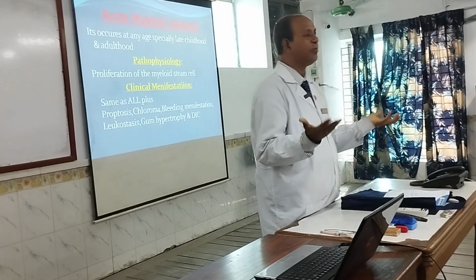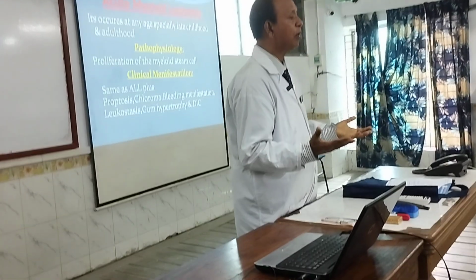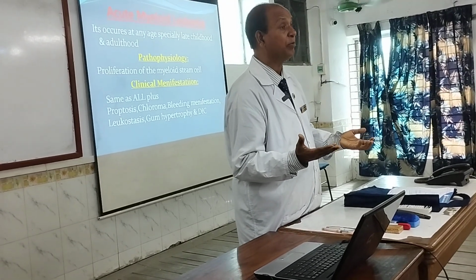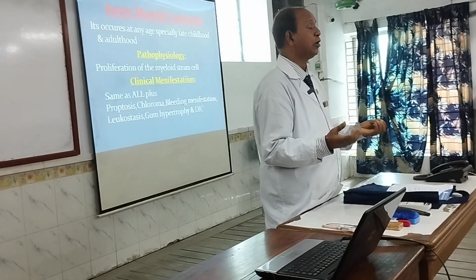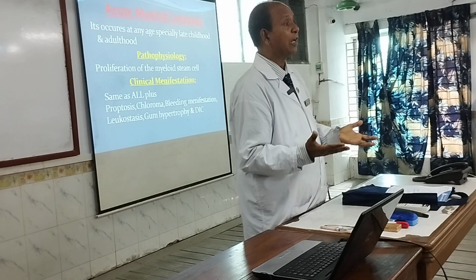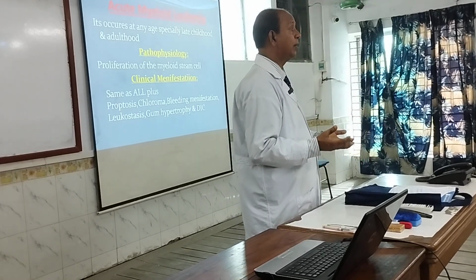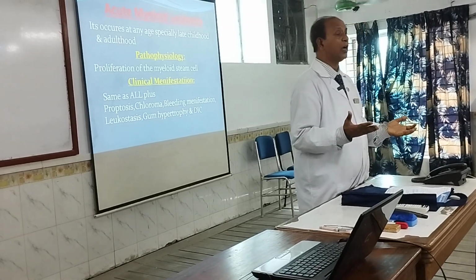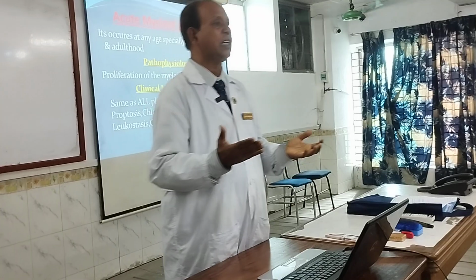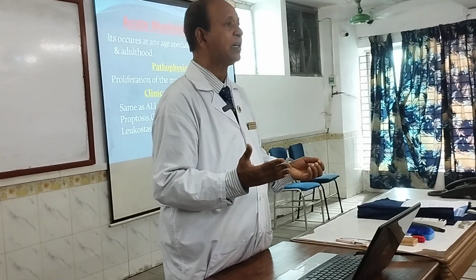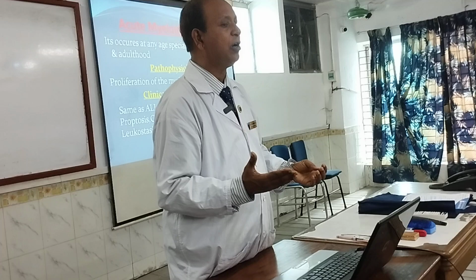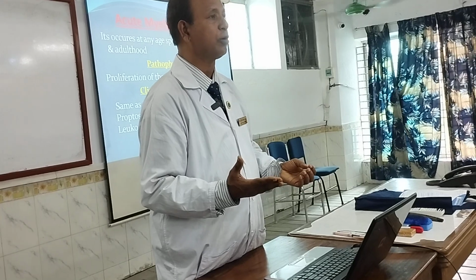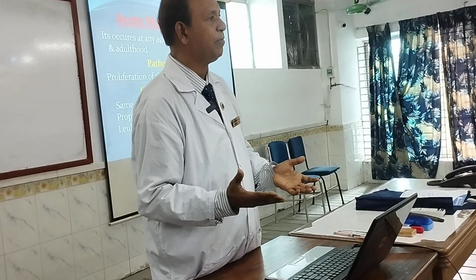Investigations are also like this. I already told you last class: complete blood count with peripheral blood film. In the complete blood count, the hemoglobin will be reduced and ESR will be raised. In the peripheral blood film there will be plenty of myeloblasts. Then go for bone marrow study. In the morphological study, cellularity will be hypercellular, myeloid to erythroid ratio will be increased, leukopoiesis is increased but erythropoiesis is decreased, and megakaryocytes are scanty.